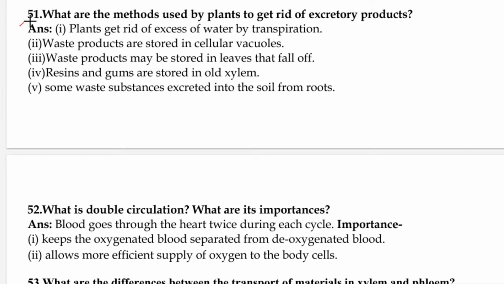Question number 51. What are the methods used by plants to get rid of excretory products? We can see the answer here. Plants get rid of excess of water by transpiration. Number 2. Waste products are stored in cellular vacuoles. Number 3. Waste products may be stored in leaves that fall off. Number 4. Resins and gums are stored in old xylem. And the last method is some waste substances excreted into the soil from roots.